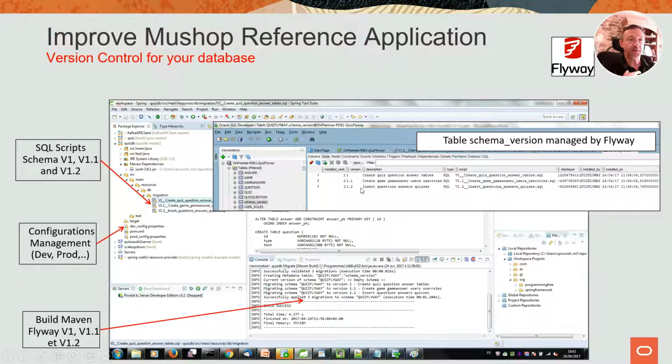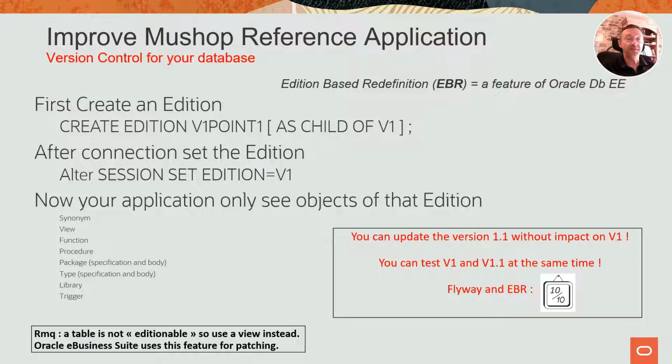But my main problem is that I'm not able to have at the same time a schema in version 1.2 and a schema in version 1. It means that I cannot do a test like a canary release, where I want to have 90% of people using version 1 and 10% of the people using the schema in version 1.2. Except if I use a very nice feature called edition-based redefinition, EBR.